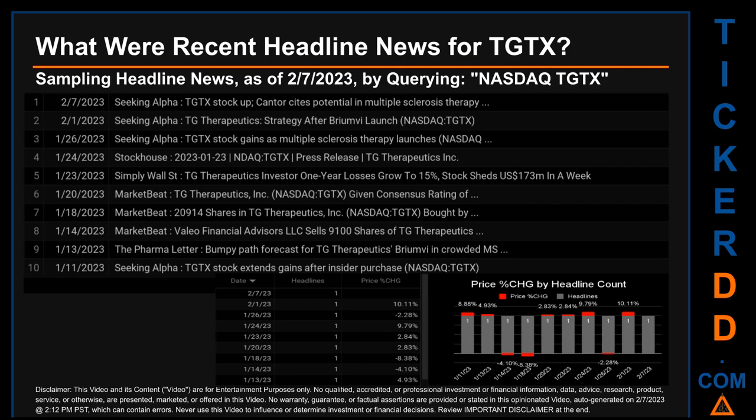Wednesday, January 18, 2023 was the day with the highest percentage change in price when we compare opening versus closing price for the ticker. The day saw a drop of -8.38%, when TGTX opened trading at $13 and closed at $11.91. There was one found headline when MarketBeat published the headline that read, 20,914 shares in TG Therapeutics, bought by.